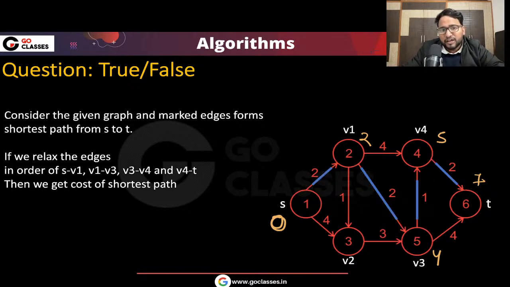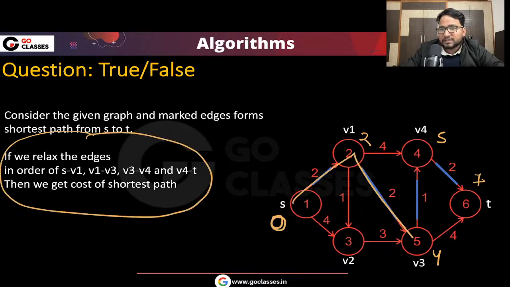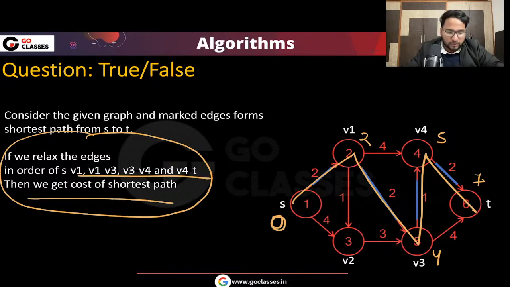They say that if we relax the edges in this order, which means first S to B1, then this, then this, then this. If we relax the edges in this order, then we get the cost of the shortest path, right?